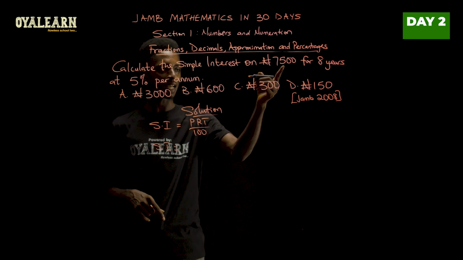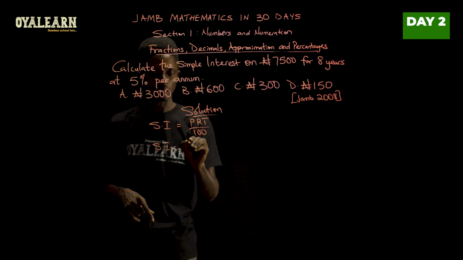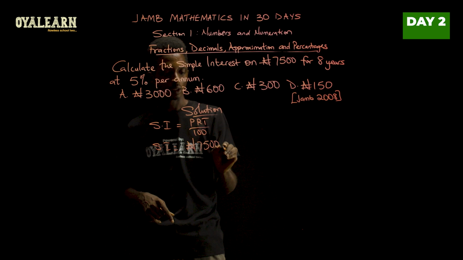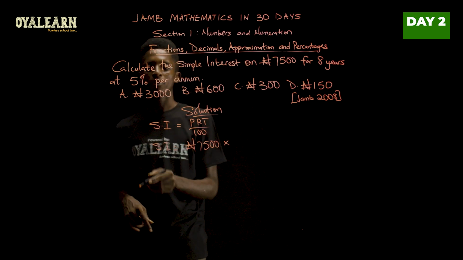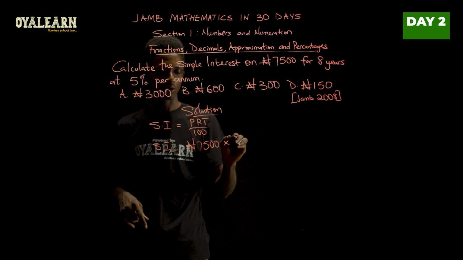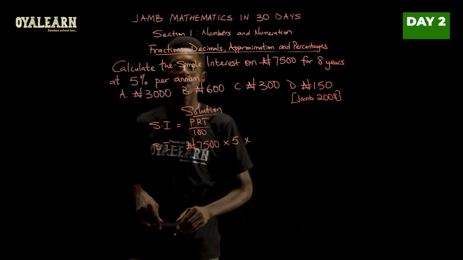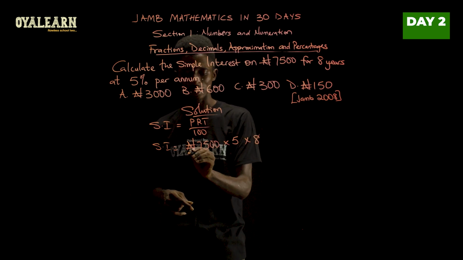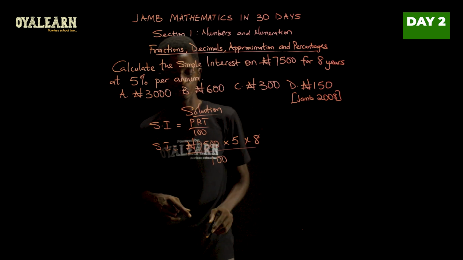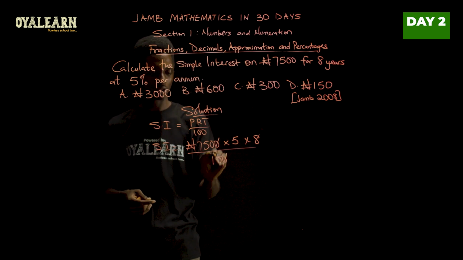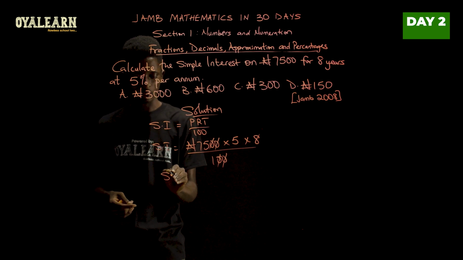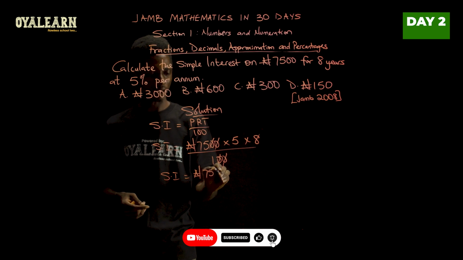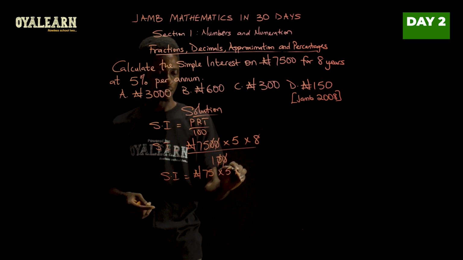The principal is the amount, which is 7,500 naira here, multiplied by the rate. The rate is 5% per annum, so that is 5. And then we'll multiply that by the time in years. So this is 8 years, so we'll multiply that by 8, all divided by 100. So here we see 0 cancels 0, 0 cancels 0. So the simple interest is 75 naira multiplied by 5 multiplied by 8.